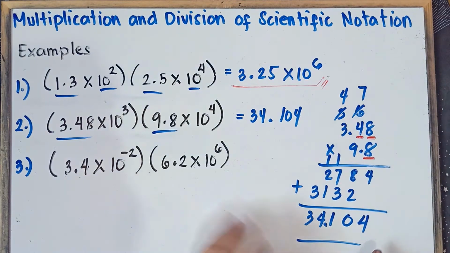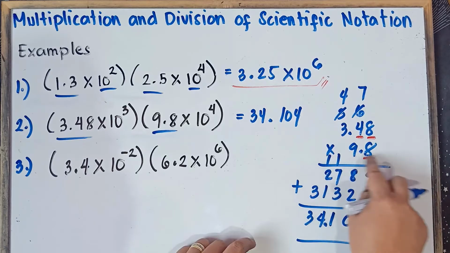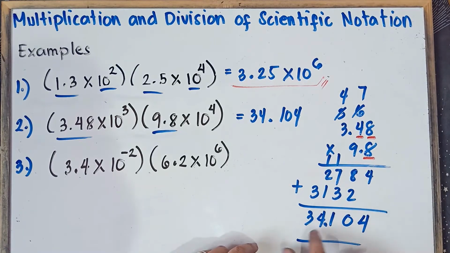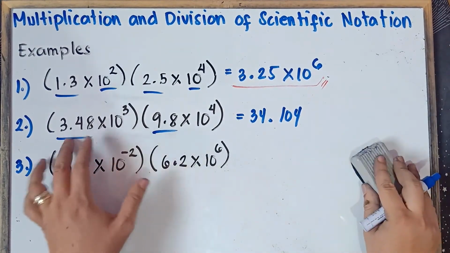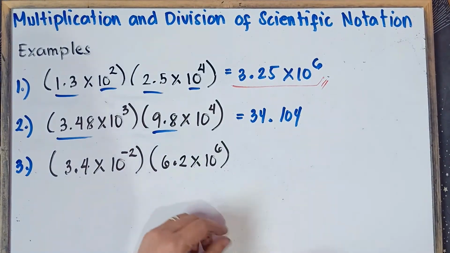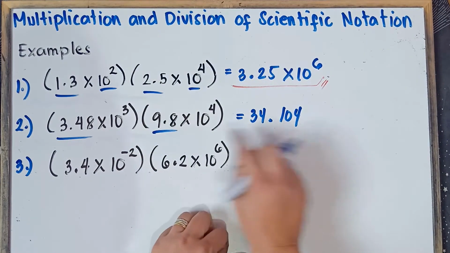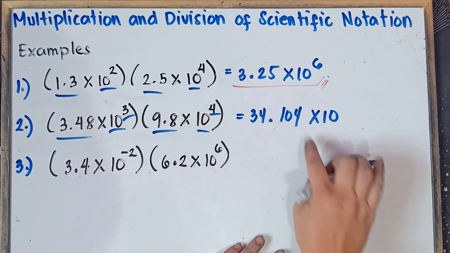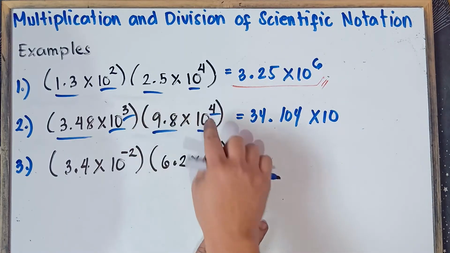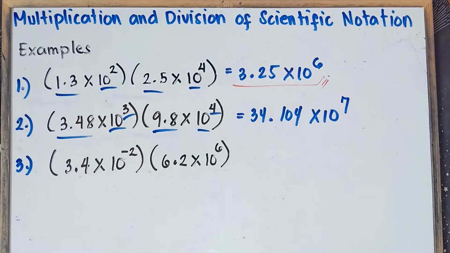Let me just erase this one, class. Once again, you pause the video. When we multiply 3.48 times 9.8, the answer is 34.104. Now if the teacher will allow you to use a calculator, good thing for you, it's very easy to multiply this using your calculator. So 34.104 times 10, and then simply add the exponent. Copy this one, times 10, simply add the exponent. 3 plus 4, that would be 7. Now question, class, can we call this one scientific notation?